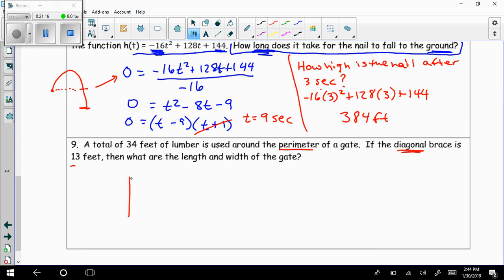So this is still perimeter, okay, but it's dealing with a triangle. So here's my whole gate, but here's my diagonal brace going down the gate. So I know that this diagonal is 13. If you remember your Pythagorean triples, then you could come up with those fairly quickly. Most people don't have those memorized though. So I'm just going to call the total lumber around the gate is 34.